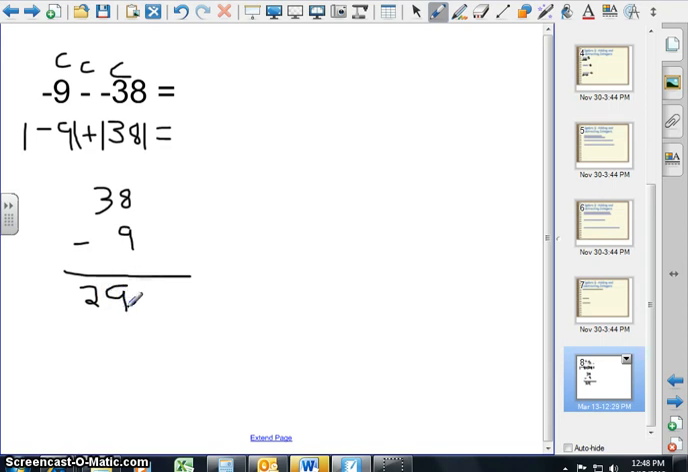Now, I have to determine the sign of my answer. Is it going to be a positive 29 or negative 29? So I take a look here. 38 is larger than 9. The sign on 38 is positive, so therefore it's going to be a positive 29 for my answer.